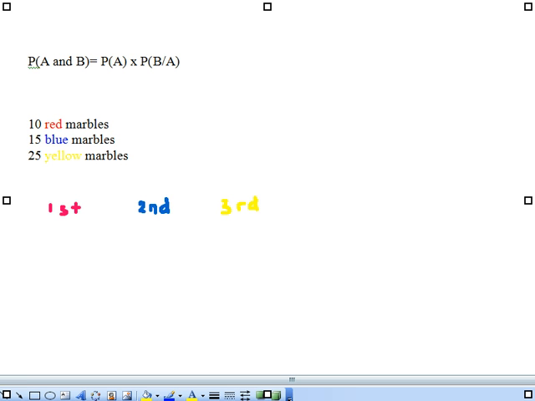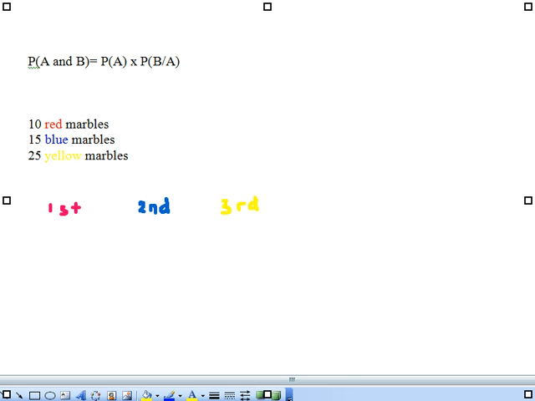Okay, so probability of dependent events. If A and B are dependent events and B follows A, then P of A and B equals P of A times P of B given that A has occurred.